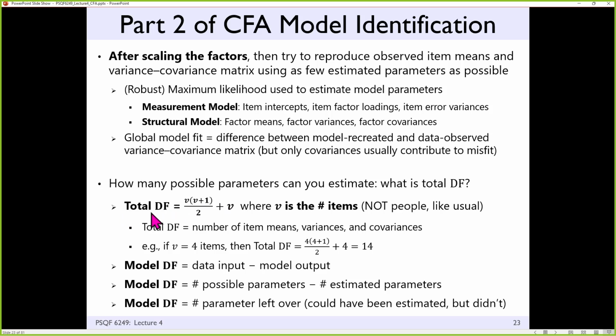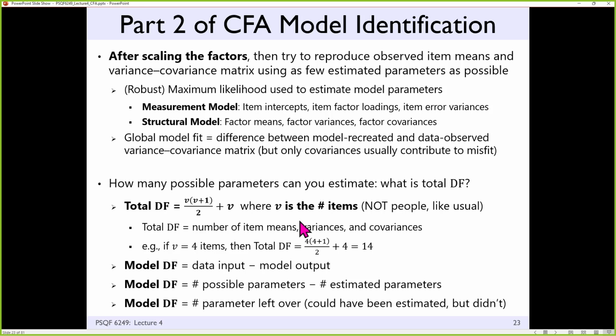The formula to figure out your total degrees of freedom based on the number of items, which is V, is V times V plus 1 divided by 2. Those of you from the longitudinal class will recognize that piece as the number of variances and covariances possible in an unstructured matrix. Plus V then adds the item means back in. So this formula right here gives you the total number of item means, variances, and covariances in your data set that we have to work with.